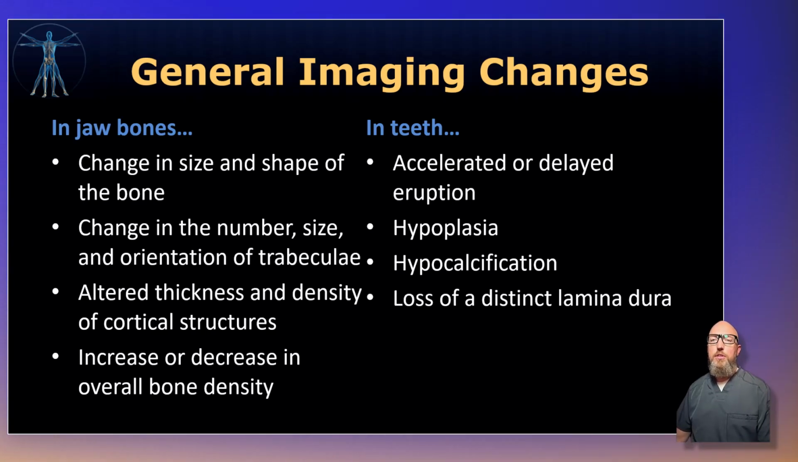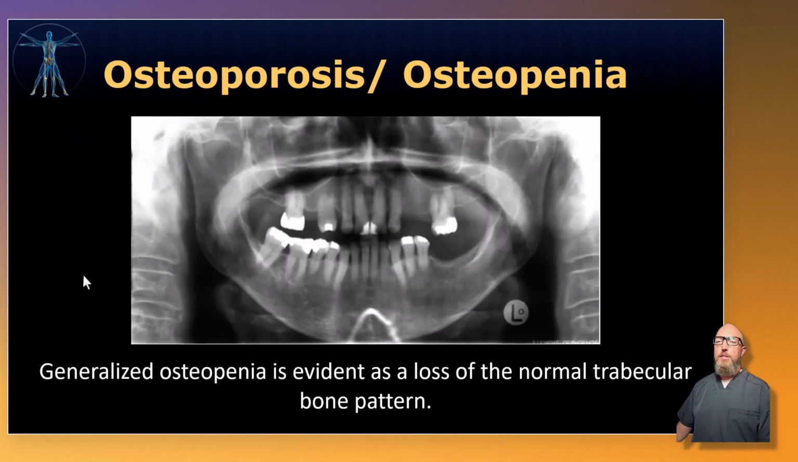So here's your description checklist for every case in this video: size, shape, trabeculae, cortices, overall density of bone, and how it affects the teeth. Run through those and you'll produce a competent description of a systemic bone disease, even if you have no idea what the disease is. So let's get started with the most common, which is generalized osteopenia.